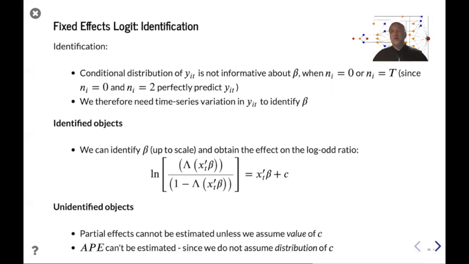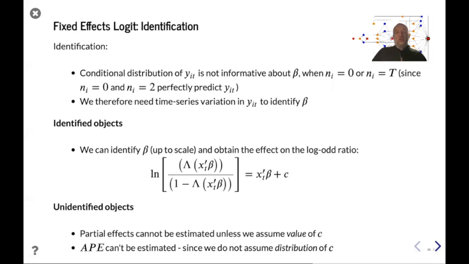You could potentially try to calculate partial effects for an assumption about what C is, but what would that be, and how is that correlated with the explanatory variables? The whole point was to not assume any correlation with those explanatory variables. So you cannot get the average partial effects, because we don't have the distribution of C. We're not willing to make that assumption. That was the whole point of doing fixed effects. And the partial effects cannot be estimated unless we assume a value for C.